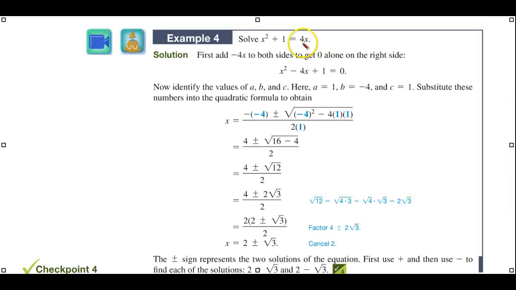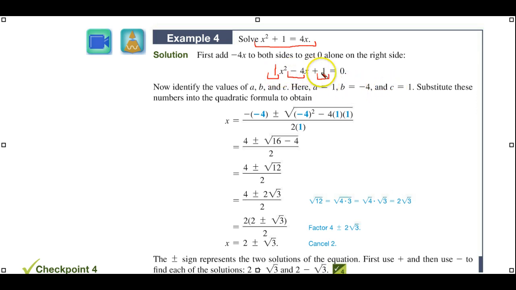So in example 4, they're asking us to solve this by putting the values into the quadratic formula. But this is not in standard form. So the first thing we do is transpose the 4x to the other side and put it in standard form. Now, once it's in standard form, we can identify our A value, which will be a 1, our B value, which will be a negative 4, and our C value, which is a positive 1, and that's what they're suggesting.